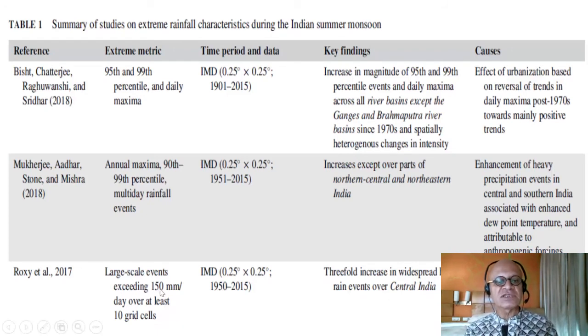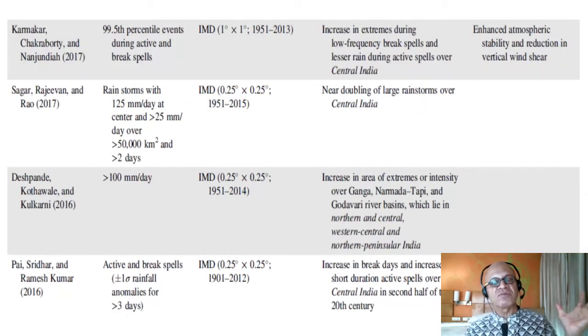Roxy et al., we mentioned, large-scale events exceeding 150 millimeters per day over at least 10 grid cells. So that's a quarter degree grid point, so it talked about 10,000 square kilometer kind of floods, and argued that there is a threefold increase in widespread heavy rain events so far over central India. We already said that they have gone from about 2 per year to 6 per year now over the last 60 years or so, 1950 to 2015. Increased variability in zonal moisture transport from the Arabian Sea. So the Arabian Sea warming is argued to be bringing most of the moisture to feed these widespread extremes on land.